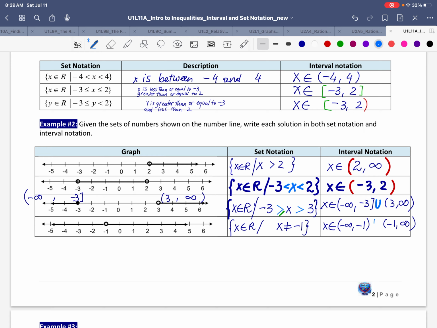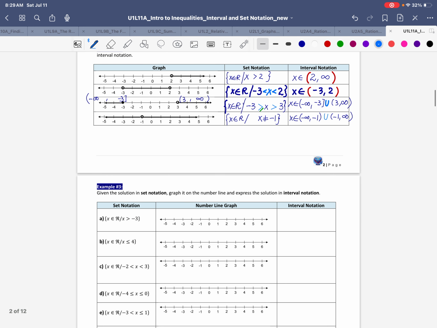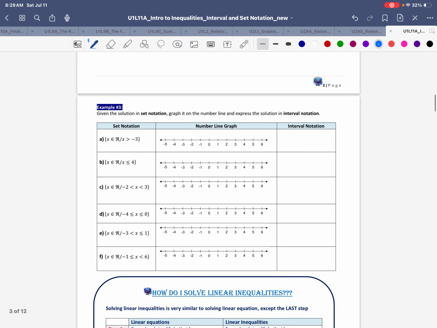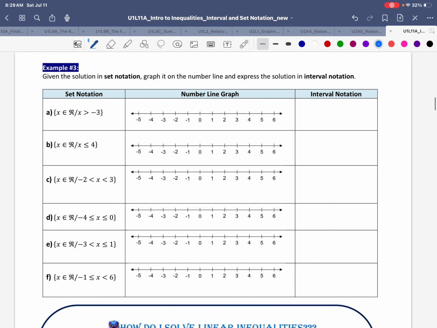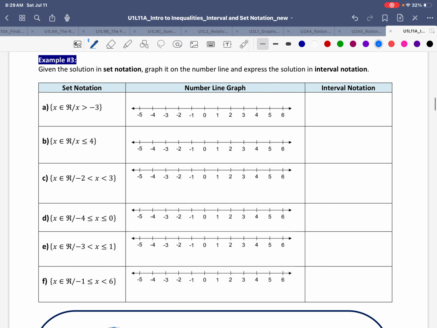And these two intervals should be united with each other. And this is how we use interval notation, and I hope that this made sense and it was clear enough for you. We're moving on to another example. This time we are given the set of numbers described in set notation, and we have to graph them and describe them in interval notation.